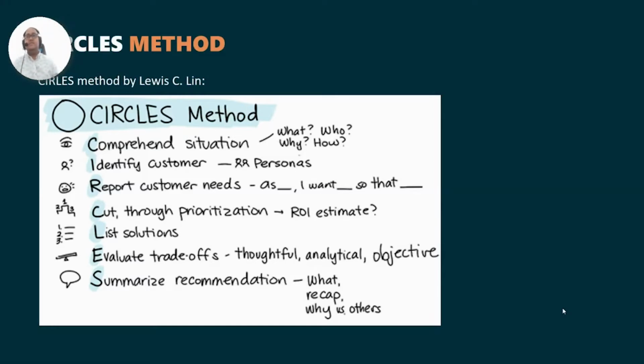The circles method starts with comprehending the situation. We did that up front, right? With the design thinking, we empathized, we looked at the situation and the scenario that the user is in, what they're dealing with, who's involved, why they're in that situation, and how they plan to go about solving their problems. And then we talked about the different kind of customers that could exist. This method offers a nice way to create those user groups that are called personas.